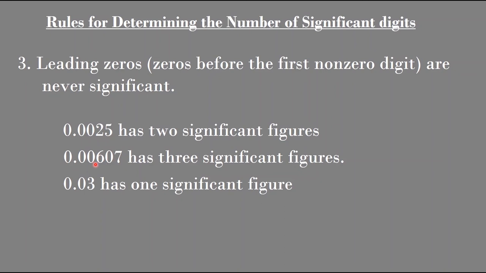In the next example, these leading zeros are not significant, but you can see that we have one captive or sandwich zero. So in this measurement, we have three significant figures. 0.03 has leading zeros which are not significant, and after the leading zeros, this 3 is the only non-zero number. So this measurement has one significant figure.